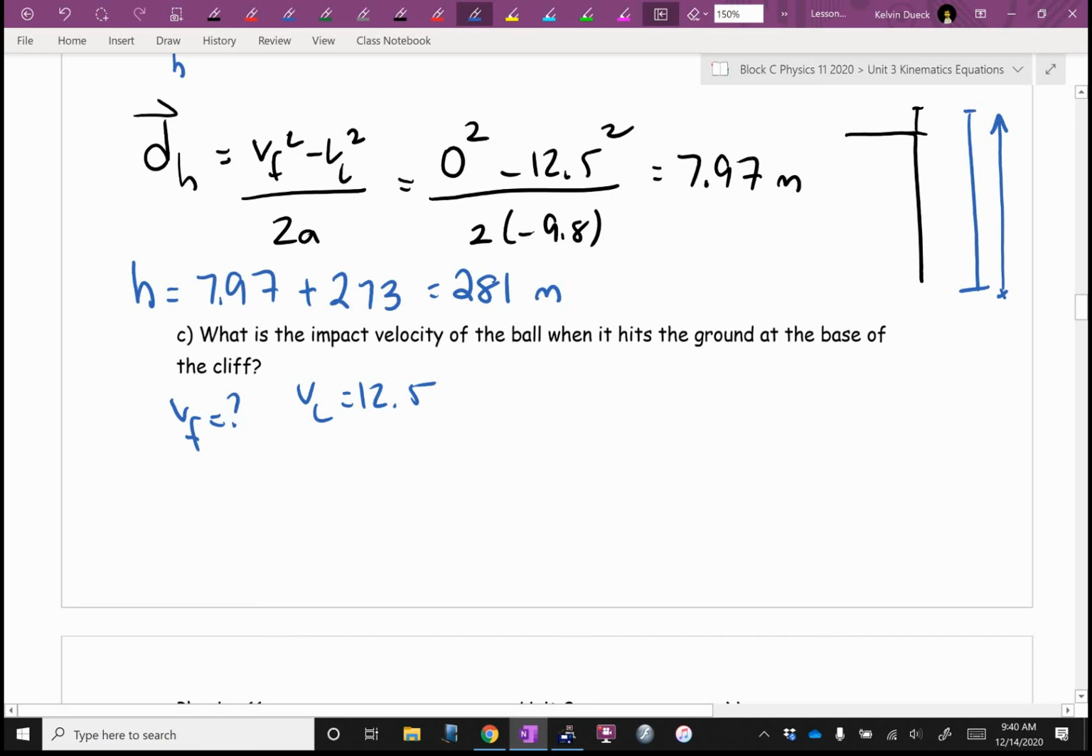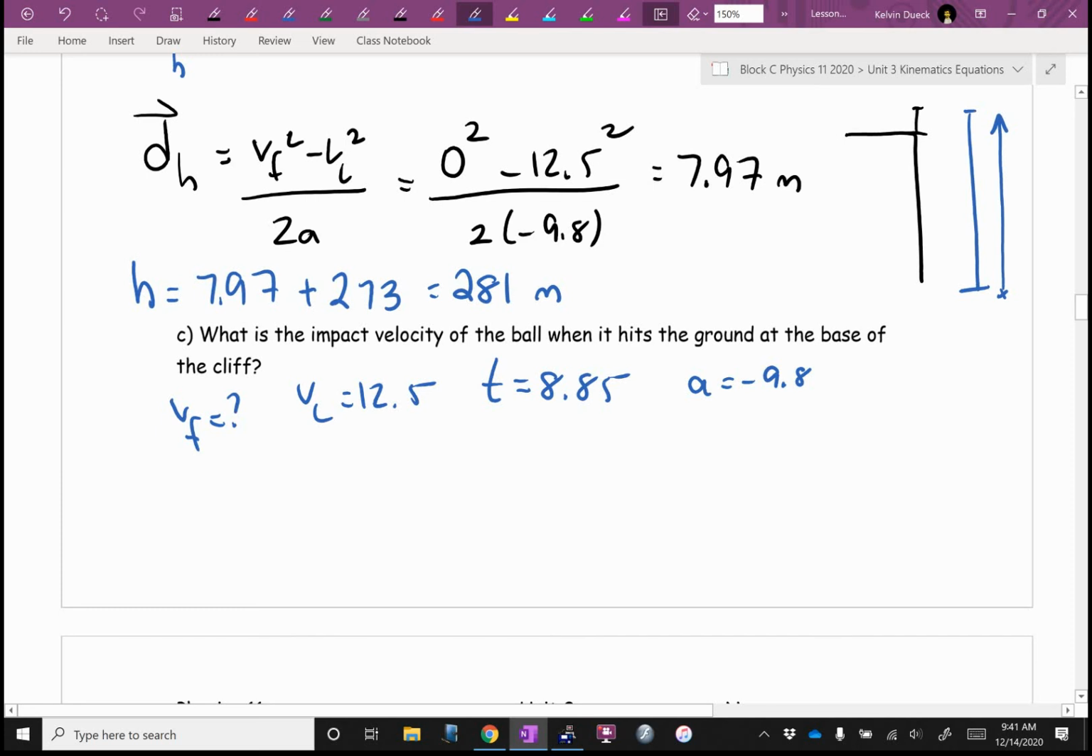Can I use that time of 8.85 seconds again or not? Is it 8.85 seconds until it hits the ground? And is my impact velocity when I hit the ground? I think I can. Yeah. What else? Oh, A, freefall, right? Negative 9.8.